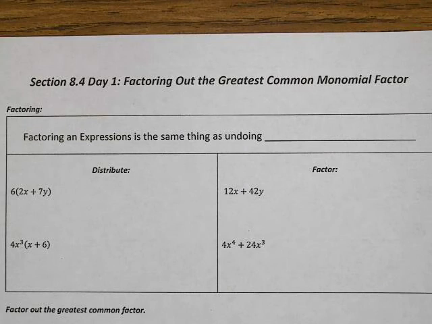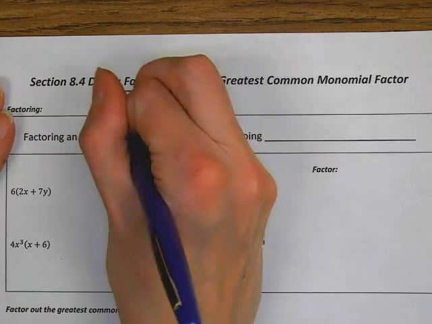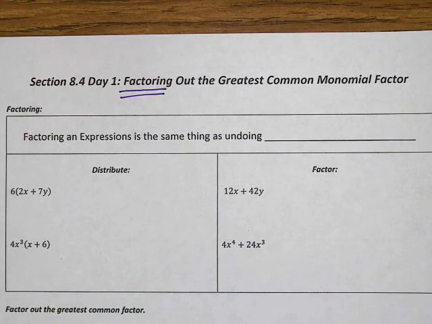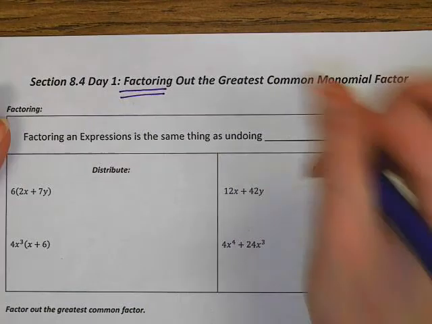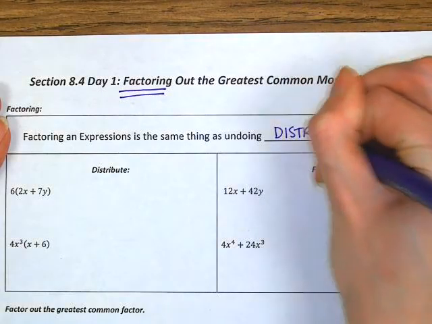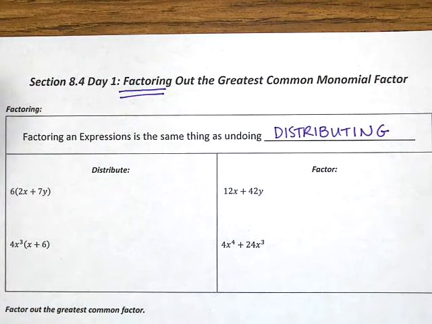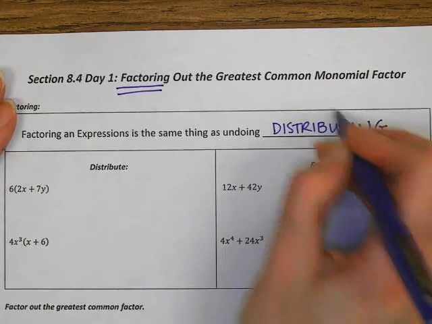Today we're going to start something new and it can be a little tough. It's called factoring. Factoring is the same thing as undoing distributing. You guys are pros at distributing. Now we're going to go backwards and it's called factoring.